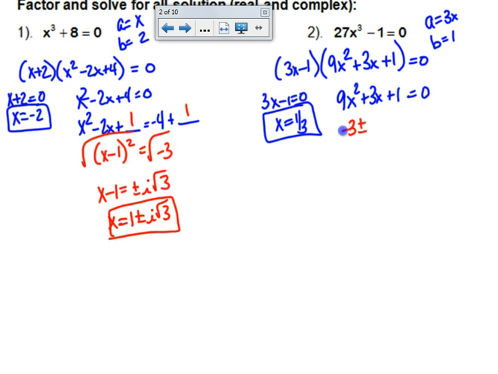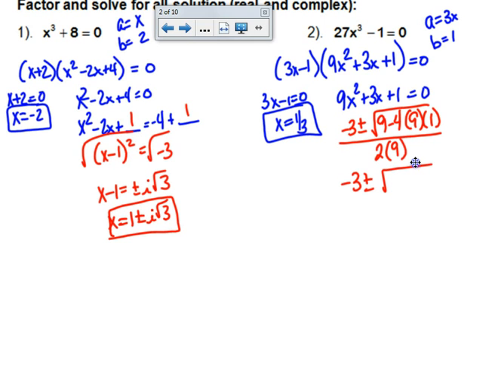Negative 3 plus and minus square root of b squared, which is 9, minus 4 times a times c, and yes, it's going to be imaginary, and that's what's supposed to happen. All over 2 times a. So negative 3 plus and minus, oh goodness, 9 minus 36 is negative 27. I always do silly math, so I'm trying to concentrate. Negative 27 breaks into 9, negative 1, and 3.